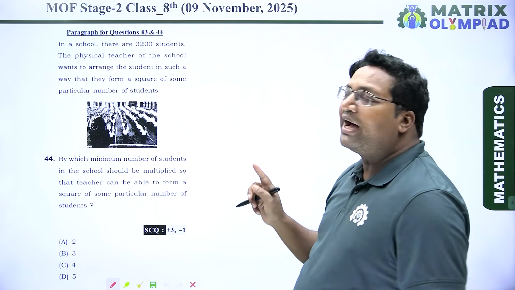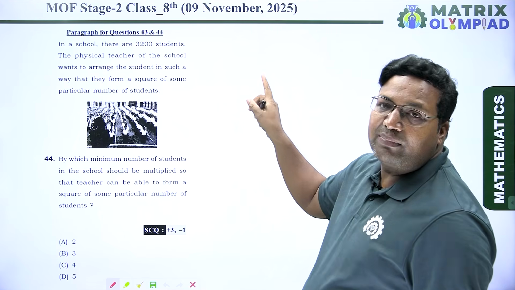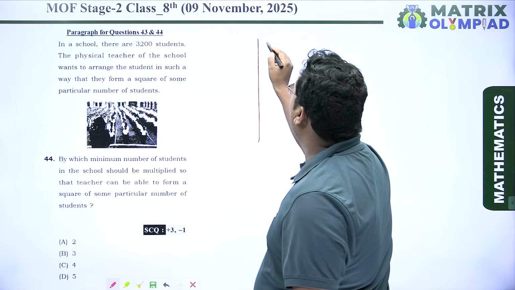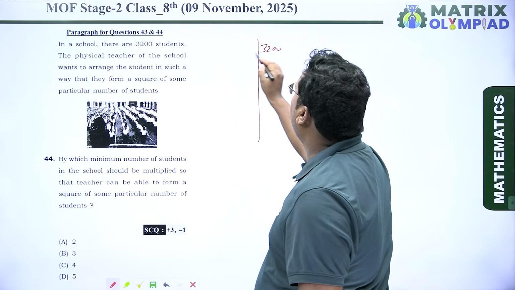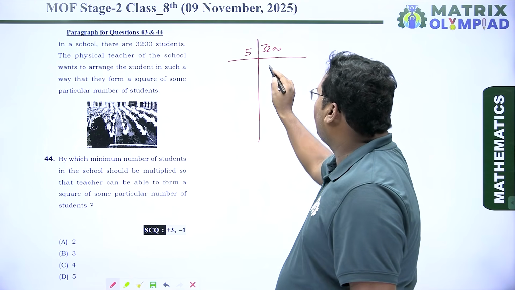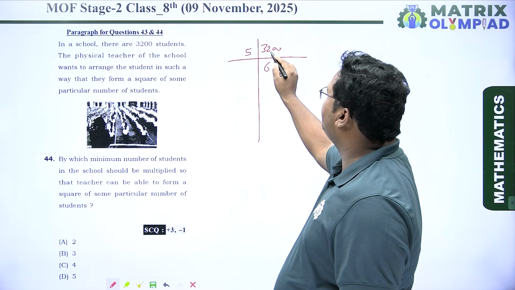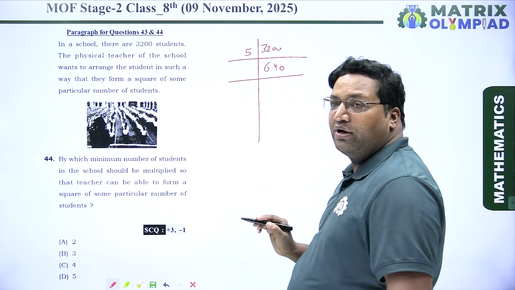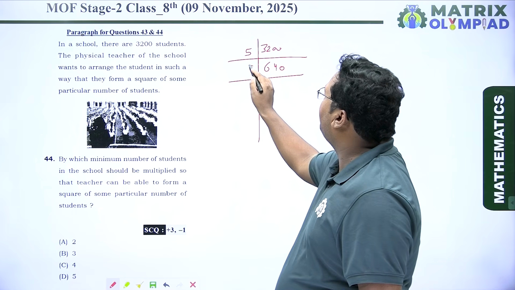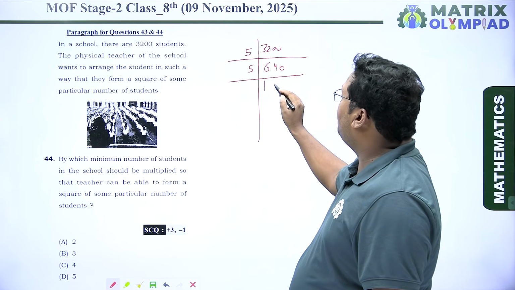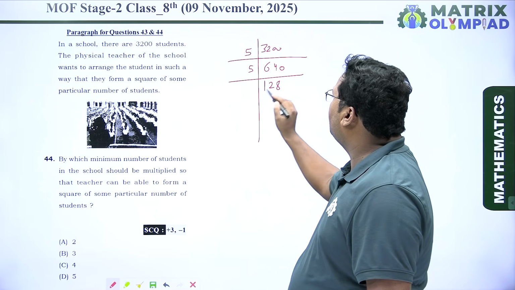So for this we have to factorize this number using the prime factorization method. So we have to do prime factorization of 3200. Here you can see this number is divisible by 5. So 5 6s are 30. Here you can see 20, 5 4s are 20, and we can copy 0 here. Again this number is divisible by 5. 5 1s are 5, it is 14, 5 2s are 10, and 5 8s are 40.